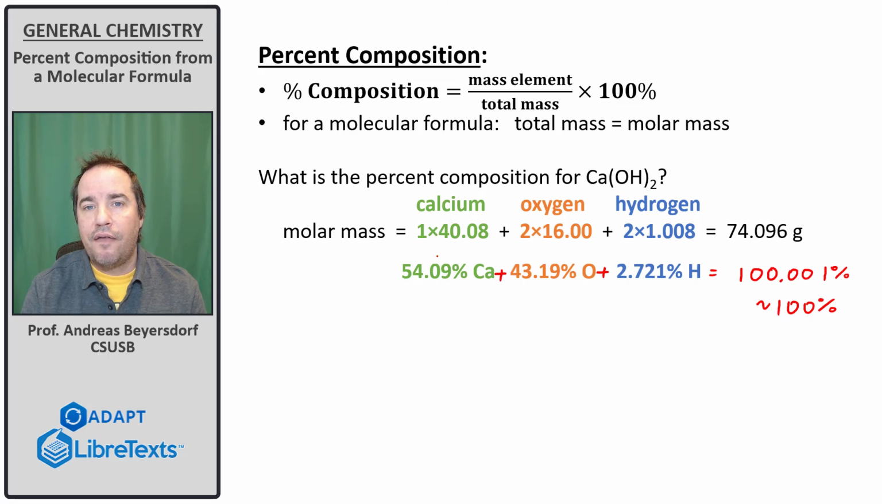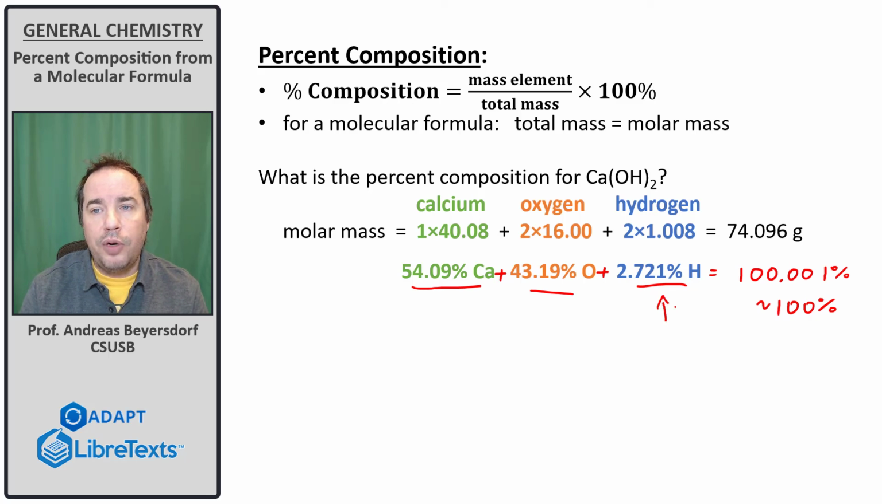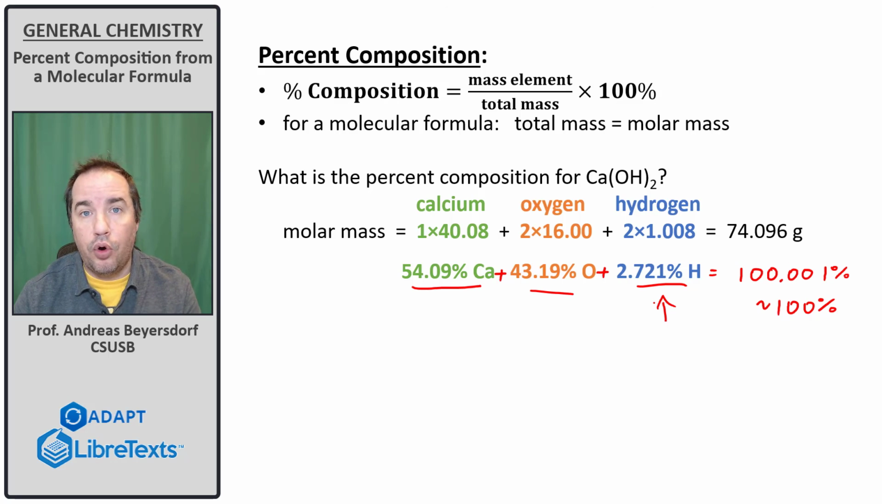All right, so this is finding the percent composition. So the percent composition of calcium hydroxide would be 54.09% calcium, 43.19% oxygen, and then 2.721% hydrogen. Last thing, notice that the hydrogen is a small percentage, and that's typically the case. In most molecules, hydrogen will be a small percentage of the total composition, and that's because hydrogen just has such a small atomic mass.